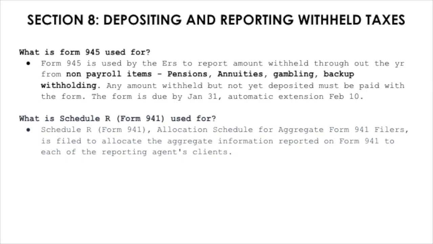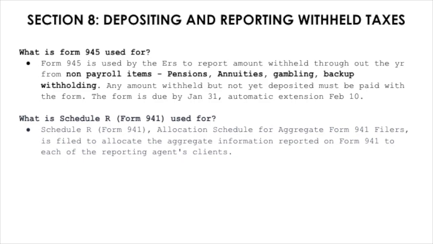What is the Form 945 used for? The Form 945 is used by employers to report amounts withheld throughout the year from non-payroll items. What are non-payroll items? Like pensions, annuities, gambling, backup withholding from the independent contractors. So anything that is not related to payroll is reported on Form 945. Any amount withheld but not yet deposited must be paid with the form. The form is due by January 31 and automatic extension is up to February 10th.